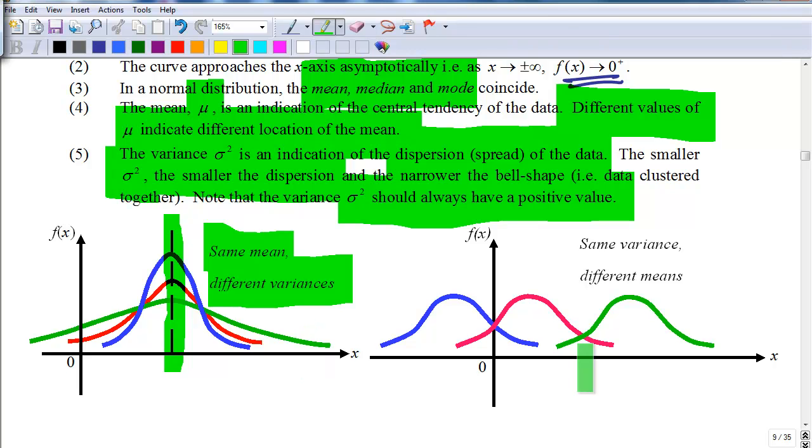Then if you look at the graph on the right, you see 3 identical bell curves. They all have the same variance. The spread of data is the same. They have the same shape, but the means are all different. Again, it's quite easy to see. The means for all 3 bell curves are different.